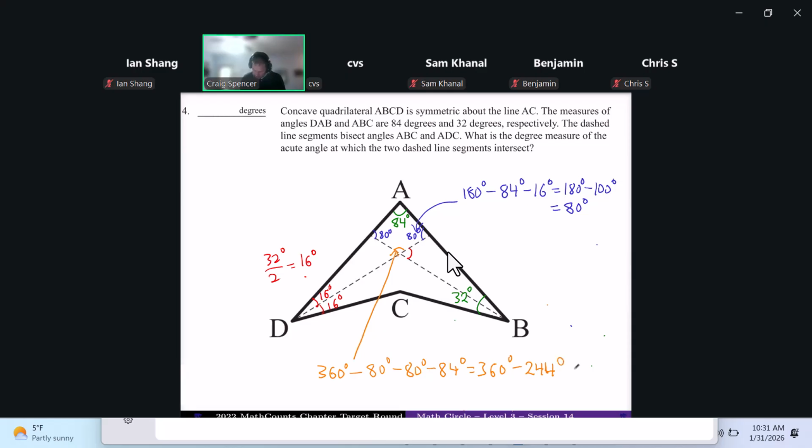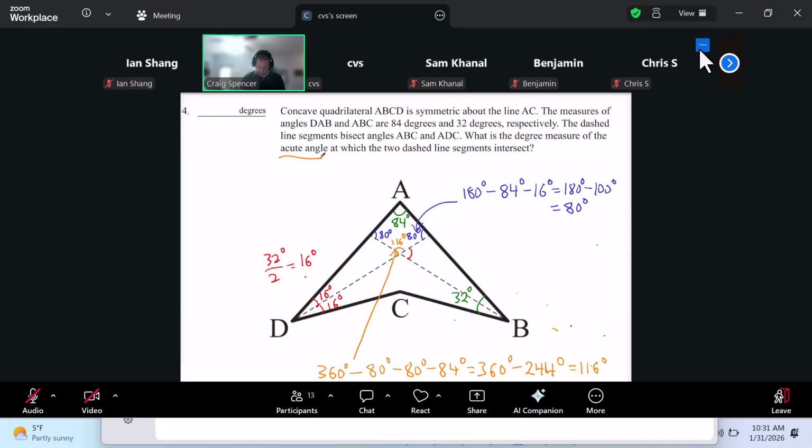And so this angle here is 116 degrees. Now, we did find one of the two angles where these dotted lines intersect, but they ask us specifically for the acute angle. Note that 116 is over 90. So what I actually want to find is this angle here.